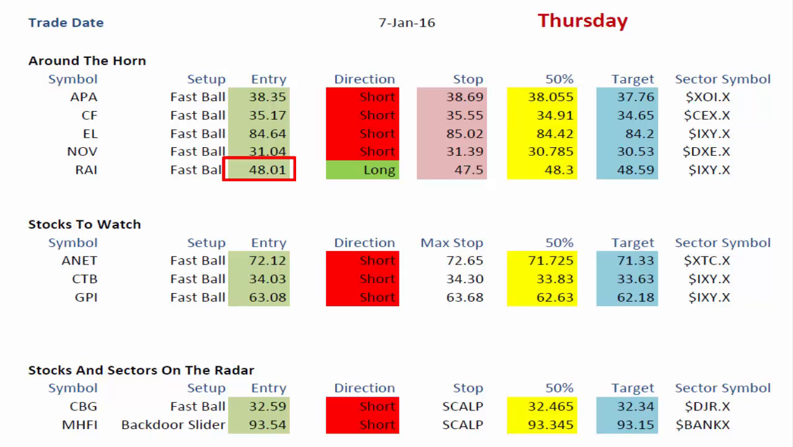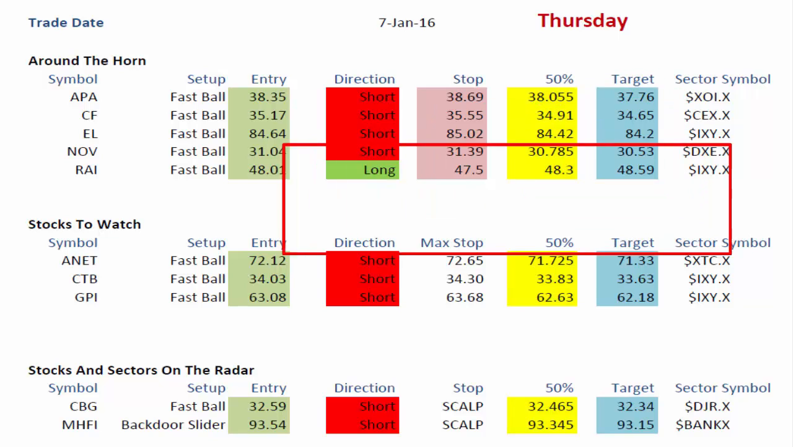And all that was just for the open, right? I wanted to see those stocks trading on the other side of their entry price when the opening bell rang, so that I wasn't trying to catch a falling knife on any of these trades. And then we see that my stops, 50% to target, and target were all in place.